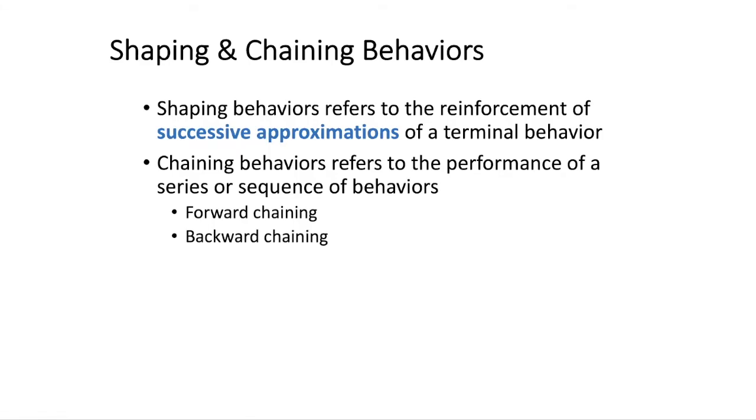Also, when we think about shaping successive approximations, we think about chaining behaviors. Shaping behavior refers to the reinforcement of successive approximations of a terminal behavior. Chaining behaviors refers to the performance of a series or sequence of behaviors. And we have a couple different types of chaining: forward chaining, backward chaining, as well as total task chaining.